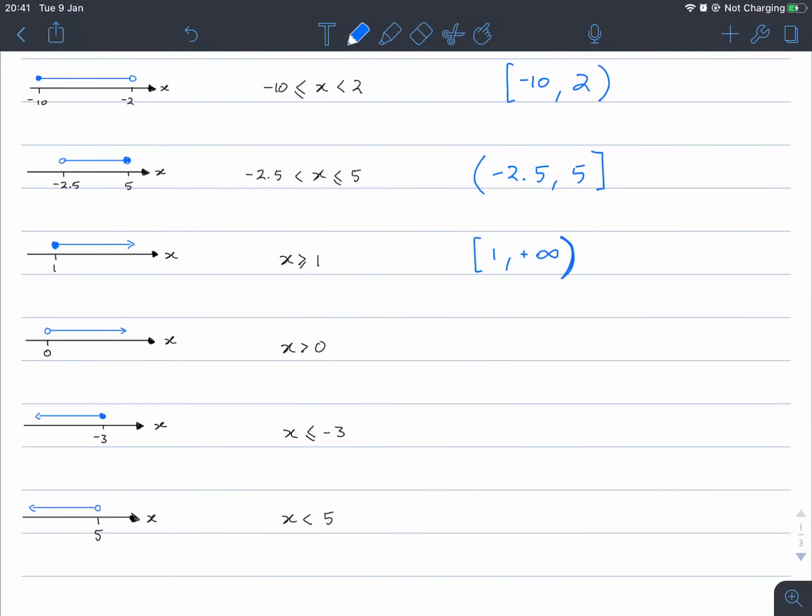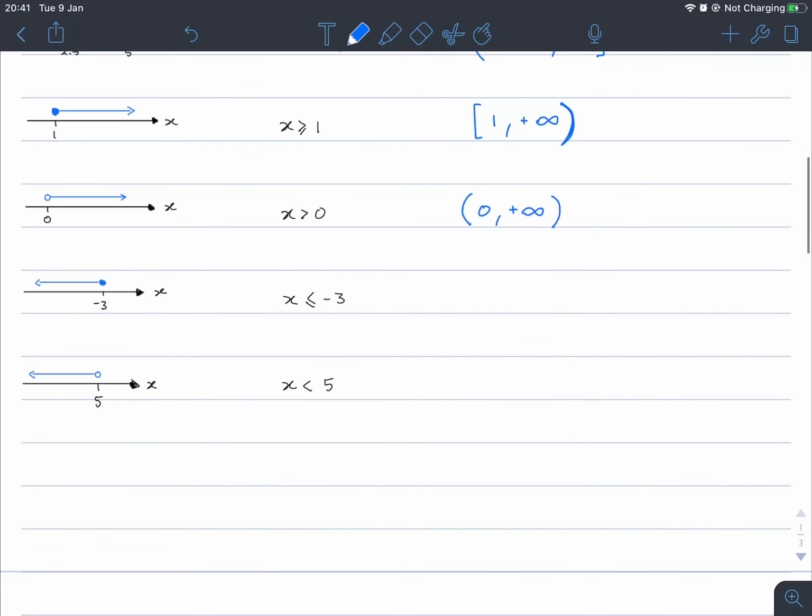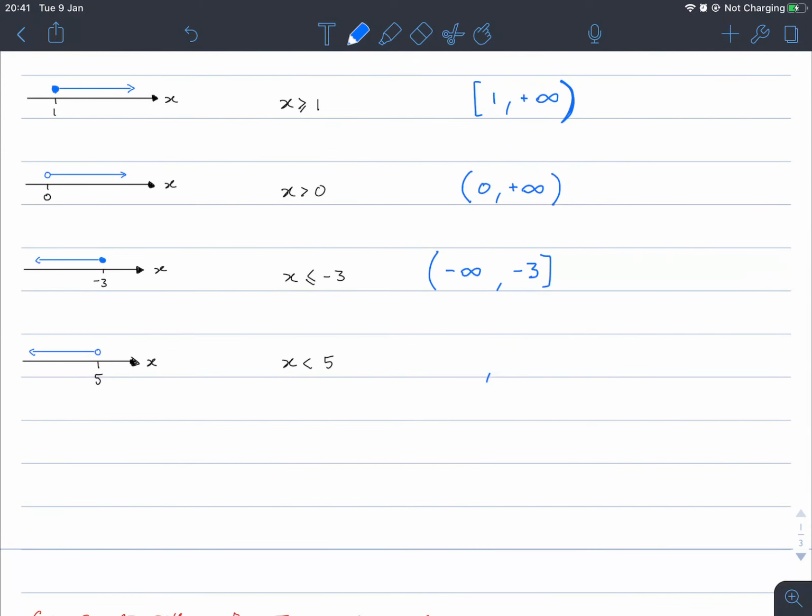Okay, moving on. In this case, if it's greater than 0 but not equal to 0, take the open bracket for 0 and to positive infinity as well, like so. For when it's less than or equal to, our highest interval is negative 3, and it goes off into negative infinity. And lastly, if we have 5 as our highest bracket, but not equal to 5, it tends off into negative infinity, like so.